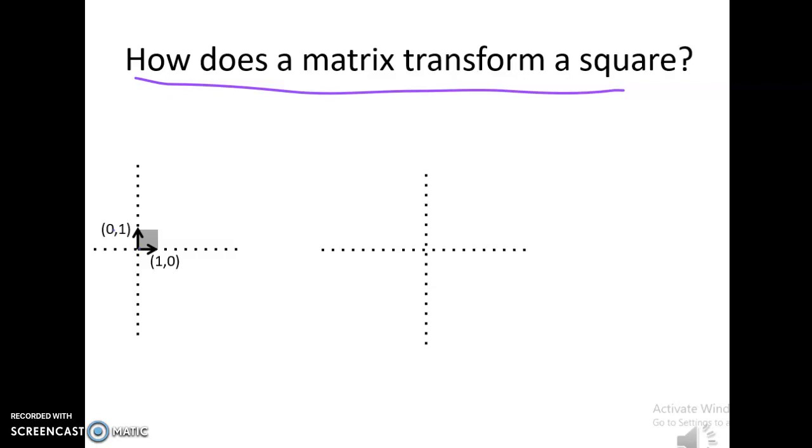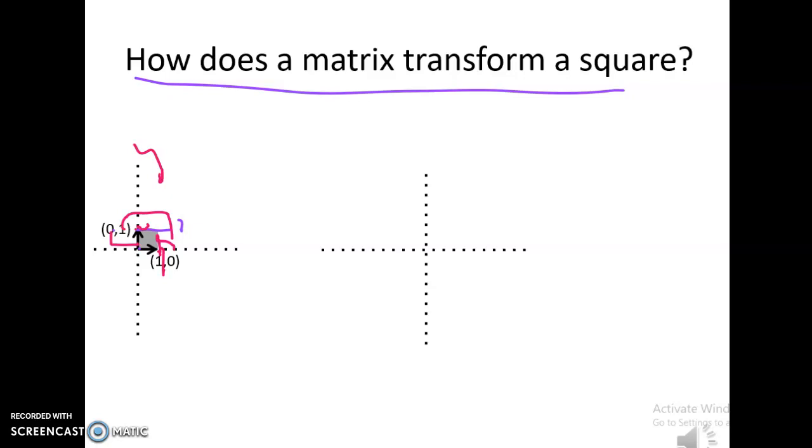0, 1, 1, 1. This is 1. This is 0. This 1. And then this 0, 1. Here y is 0. Here x is 0, y is 1.